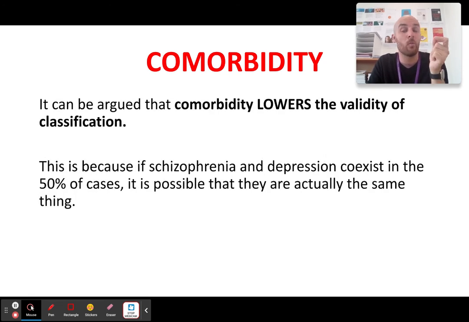And in this case, what you could argue is it could be argued that comorbidity lowers the validity of the classification. The reason why it does this is because if schizophrenia and depression coexist in 50% of cases, that's not a coincidence, is it? Is it possible they're actually the same thing? Don't think that we know everything about depression. Don't think we know everything about schizophrenia. We don't, because we can't see it. Is it possible that because they're coming up together all the time, they're actually the same thing?